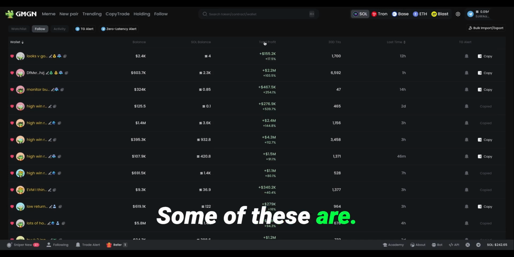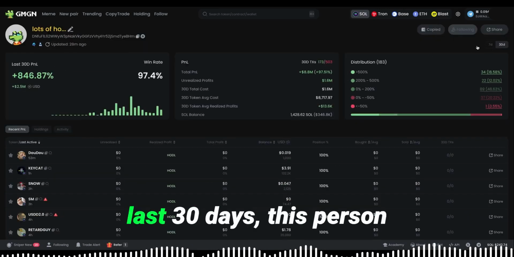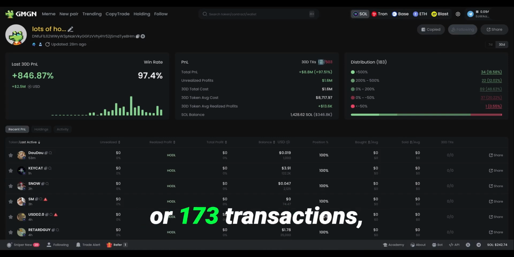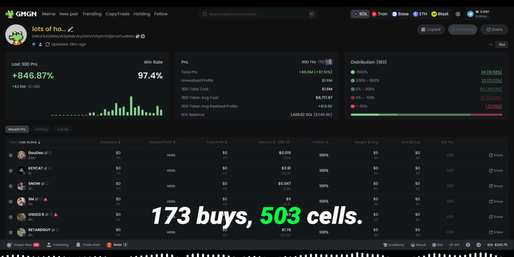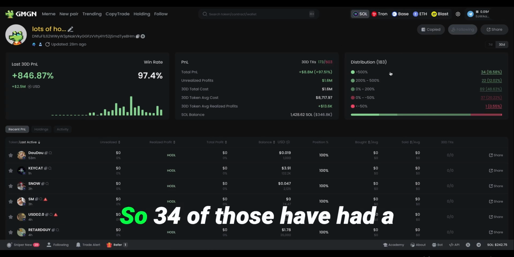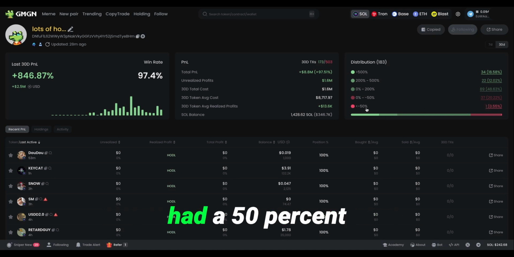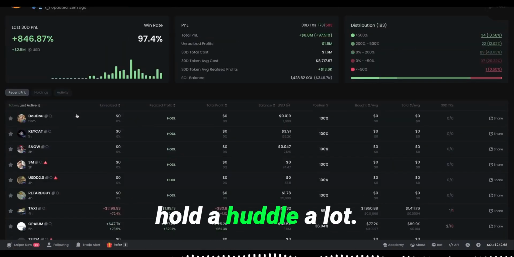Some of these are very good. So you can see in the last 30 days, this person has bought 173 tokens, with 173 buys and 503 sells. The distribution is phenomenal. So 34 of those have had a 5x or more, and only one had a 50% or more drawdown. This person likes to hodl a lot.